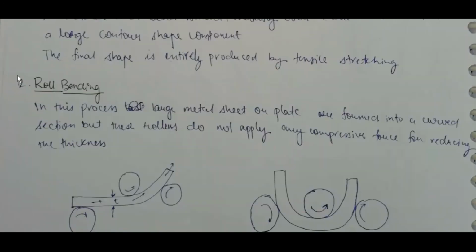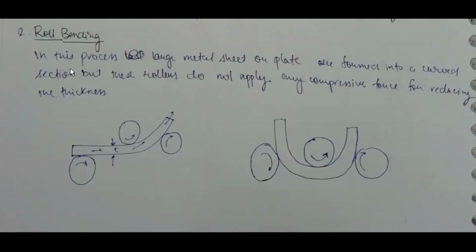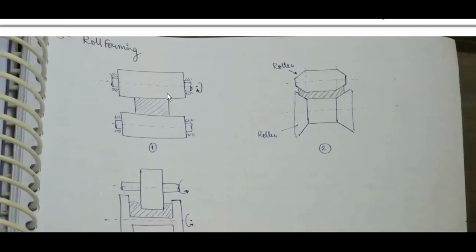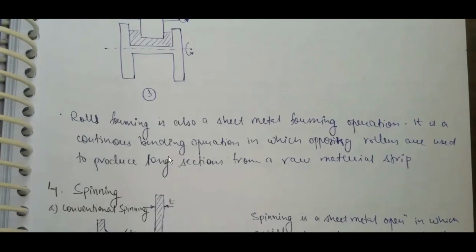Roll bending. In this process, large metal sheets or plates are formed into curved sections, but these rollers do not apply any compressive force for reducing thickness. Roll forming, it is rolled like this. Roll forming is also a sheet metal forming operation. It is a continuous bending operation in which opposing rollers are used to produce long sections from a raw material strip.